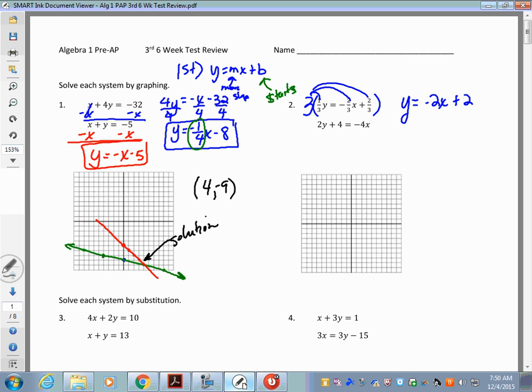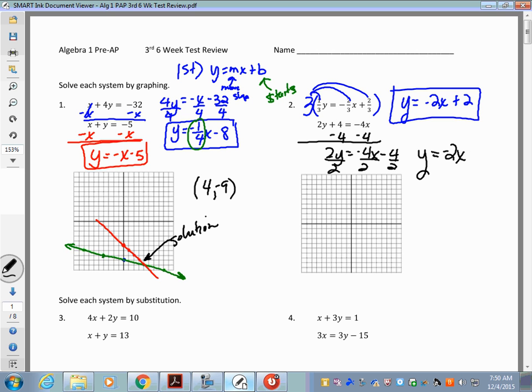Then we're going to solve for y for the second equation. So here's our first equation. I'm going to go ahead and solve for y for the second equation. All I have to do is subtract the 4 here. This will leave me with 2y is equal to negative 4x minus 4. And now we're dividing everything by 2. And I'm hoping you see something. Y is now going to be a negative 2x minus 2.